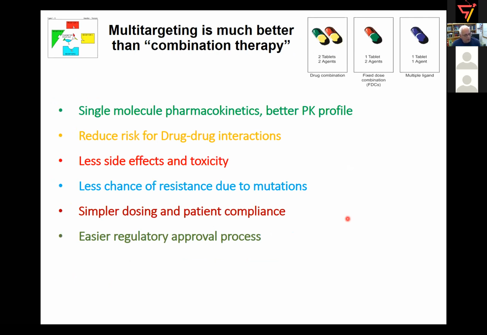And the idea of multi-targeting is now gaining momentum because most researchers realize that it is much better than the combination therapy. So combination therapy apparently deals with all the different targets in a specific disease, but a single molecule can provide the same kind of interactions that a few molecules can provide. A single molecule has just single molecule pharmacokinetics. It reduces the risks for drug-drug interactions. It has less side effects and less toxicity, less chance of resistance due to mutations, simpler dosing and patient compliance, and easier regulatory approval process.